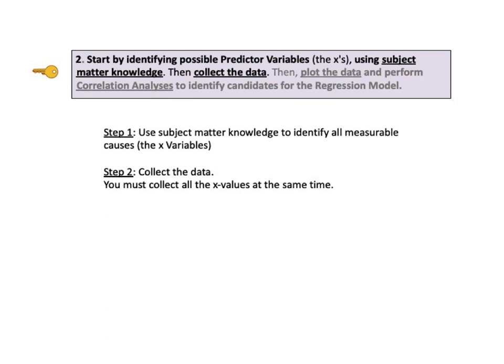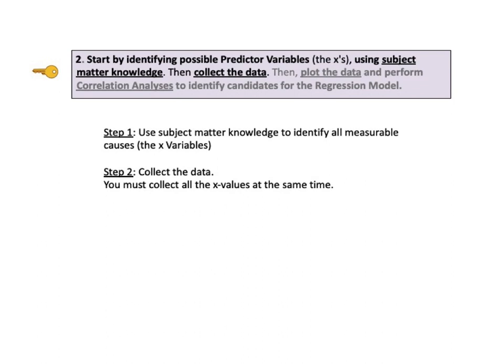Key to understanding number 2 says, start by identifying possible predictor variables, the x's, using subject matter knowledge. Then collect the data, then plot the data and perform correlation analyses to identify candidates for the regression model. We'll go through this step by step. Step 1, the first thing to be done does not involve statistics. Use your subject matter knowledge and that of other subject matter experts if available to identify all measurable causes, x variables, of variation in the y variable.